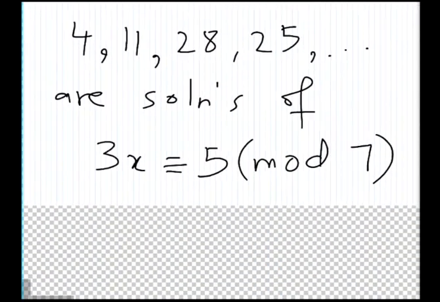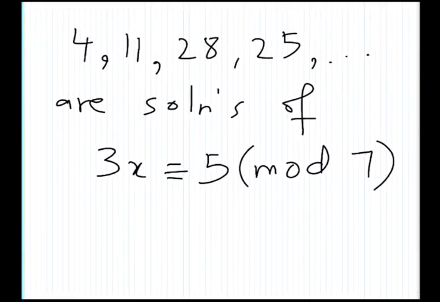Let's check. 3 times 4 is 12, and 12 divided by 7 gives the remainder 5. 3 times 11 is 33, and 33 divided by 7 gives a remainder of 5, and you can check with all these numbers. So this is one way to solve this linear congruence, and it uses the concept of inverses.